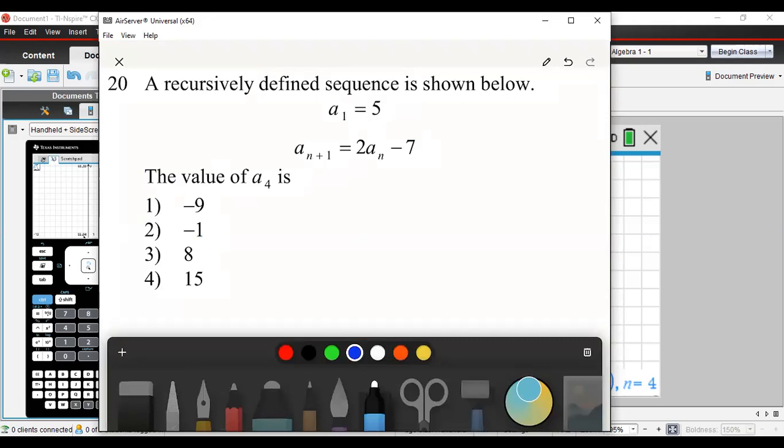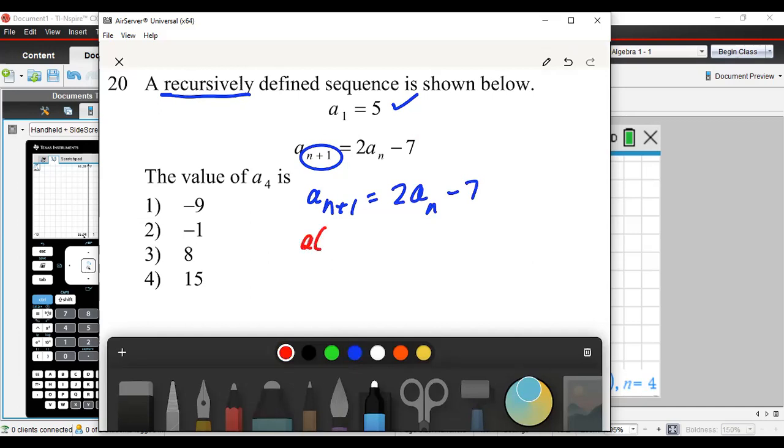Again, it says recursively defined. They've given us the first term, which is 5, and then we have this n plus 1. Now notice, last time the n minus 1 was on the right-hand side of the equation. This time it's on the left-hand side, but it doesn't matter. Here is what this would look like with the subscript notation, but this is what it's going to look like in the calculator.